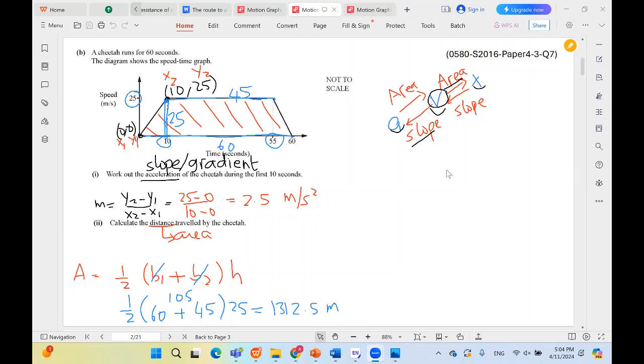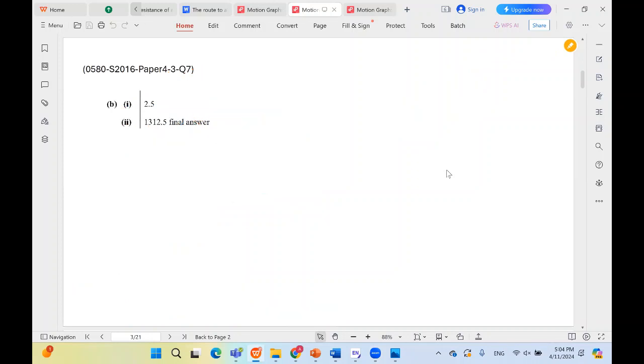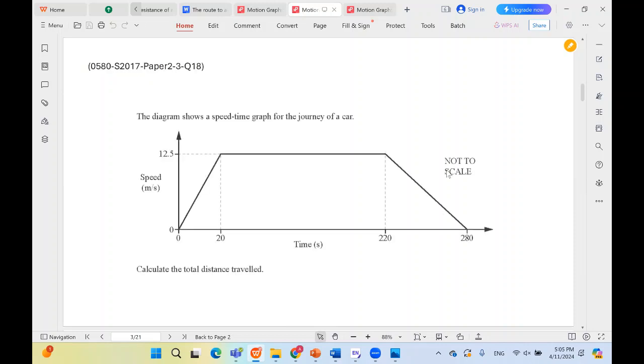So let's check the marking scheme. 2.5 and 1,312.5 are the correct answers. The diagram shows a speed time graph for the journey of a car. Calculate the total distance traveled.